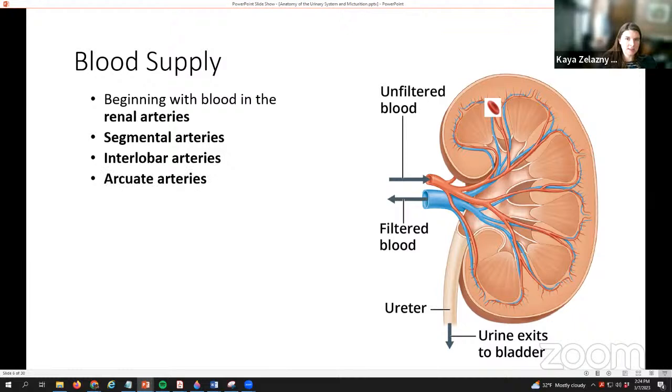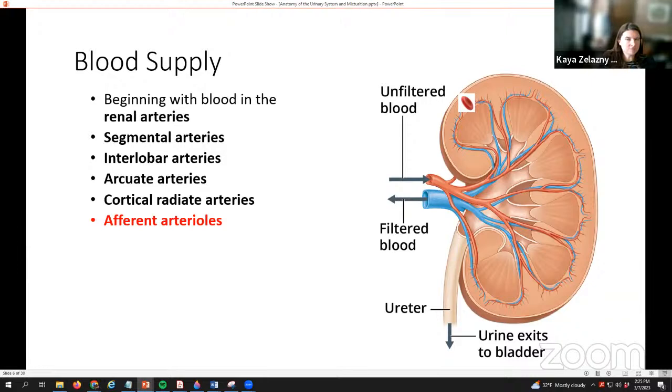Then we have our arcuate arteries. Arc, think like the shape, like an arc, like a curve. So we see those arcuate arteries curling around. So we're going like that. And next we have our cortical radiate arteries. So radiate, think radiating out like rays of sunshine. Cortical, because this is the cortex. So we're just going to move a little bit out. Okay. That takes us to the structures that are going to surround our nephron.